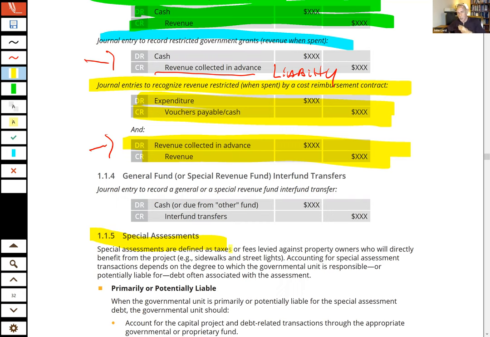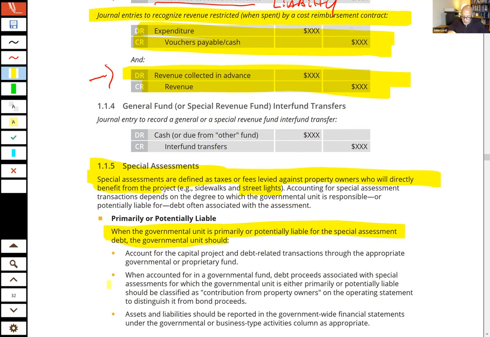In some cases, we're going to see that with the special assessment, the government is just doing a favor by collecting that money on behalf of the property holders and then paying that out to the bondholders. If that's the case, we're going to keep track of that activity, not in the capital project fund, but in the custodial fund. So special assessments are defined as taxes or fees levied against property owners who will benefit directly from the project, say streetlights. Now when the government is primarily or potentially liable for the assessment debt, the governmental unit should account for the construction of the asset in the capital project fund, and any related debt will go through the appropriate debt service fund.